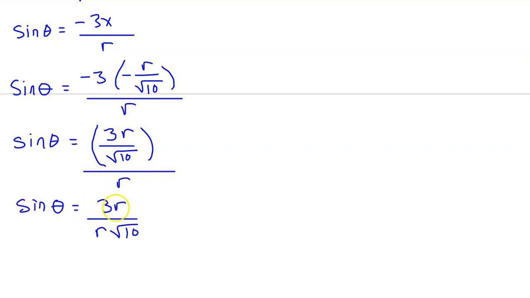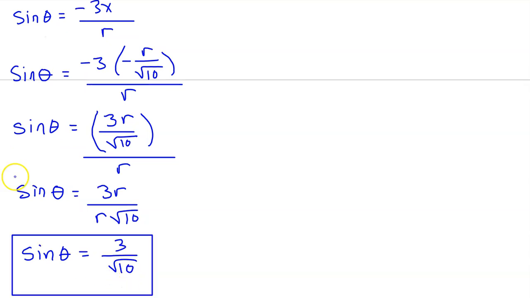Sine theta is equal to 3r over r radical 10. Now we can see that these r's will cancel each other out. So we are left with the final answer of sine theta is equal to 3 over radical 10. Kabam!